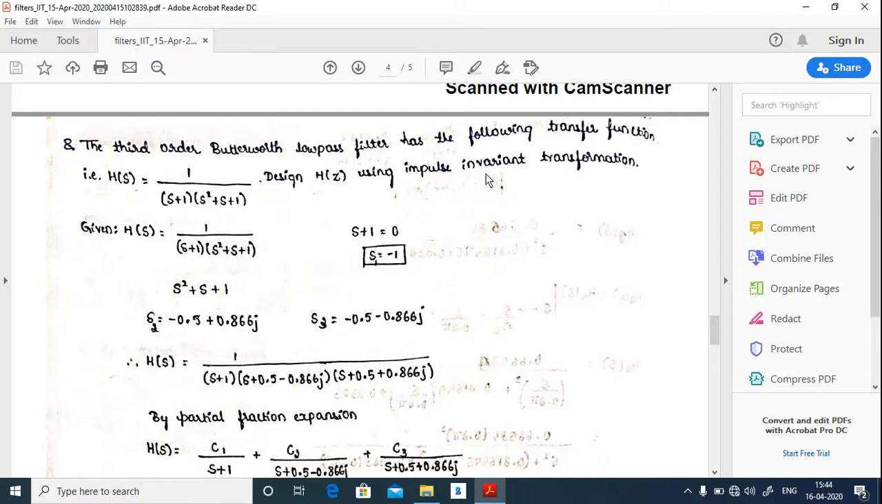This is impulse invariance transformation technique. So now this is the standard expression for order n = 3, which we have already discussed. You'll get the transfer function as 1 / ((s + 1)(s² + s + 1)) for a normalized low pass Butterworth filter for order 3.